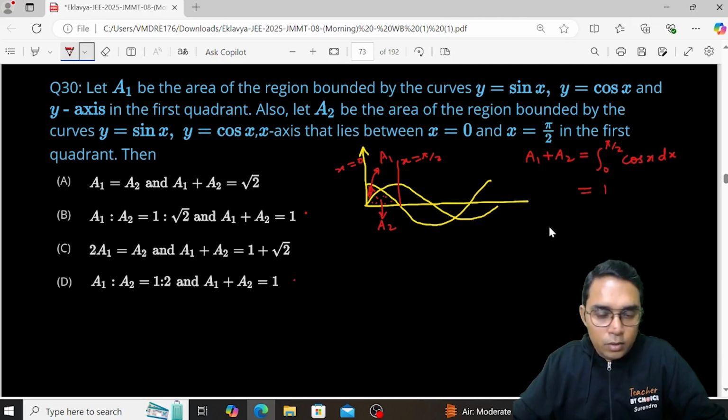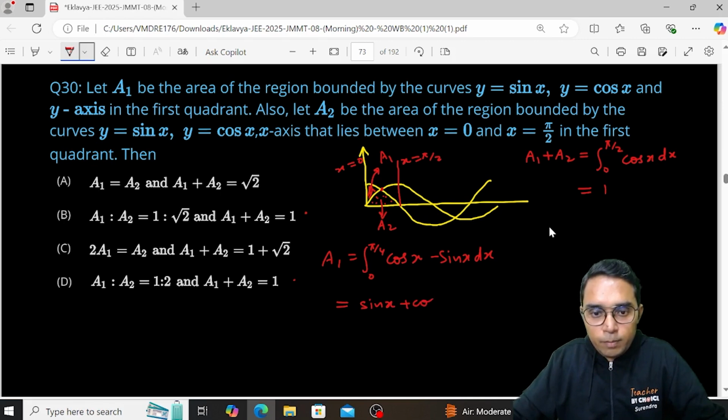Now, if we have to be sure which option is correct, I have to find A1 and A2 separately also. Now, A1 will be from 0 to pi by 4 because sin and cos will intersect at this point whose x coordinate will be pi by 4. So 0 to pi by 4, in which upper function is cos, lower function is sin. So integration of cos is sin, and for sin is minus cos, so it will be plus cos here, and we will put limit from 0 to pi by 4. Pi by 4 if you put, it becomes root 2, and if you put 0 it will be minus 1.